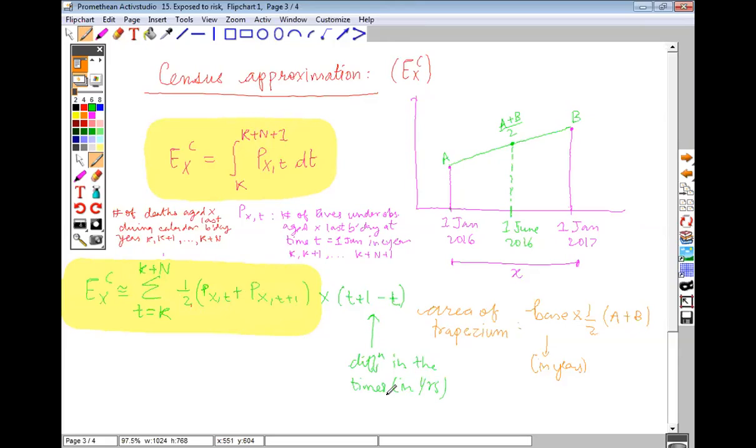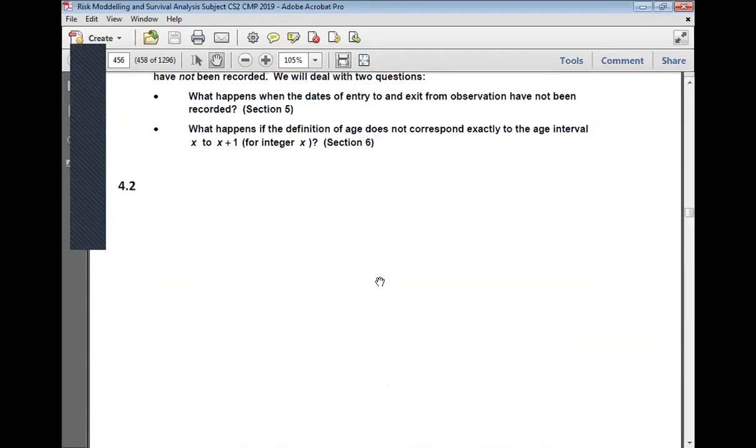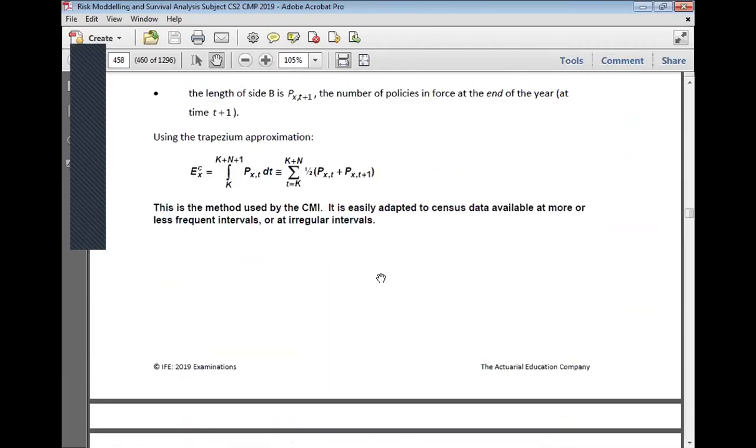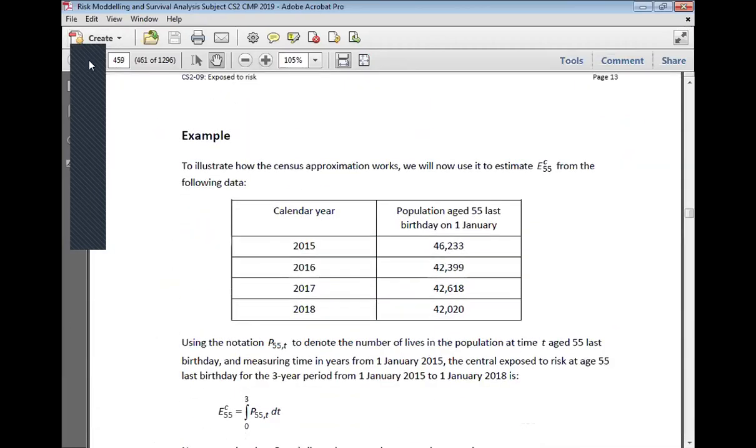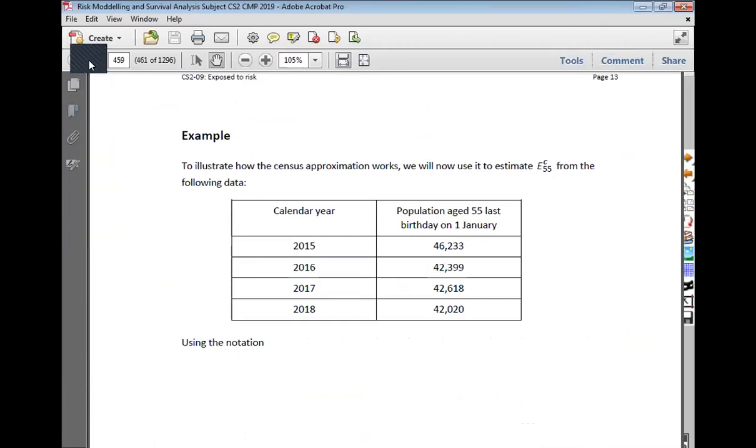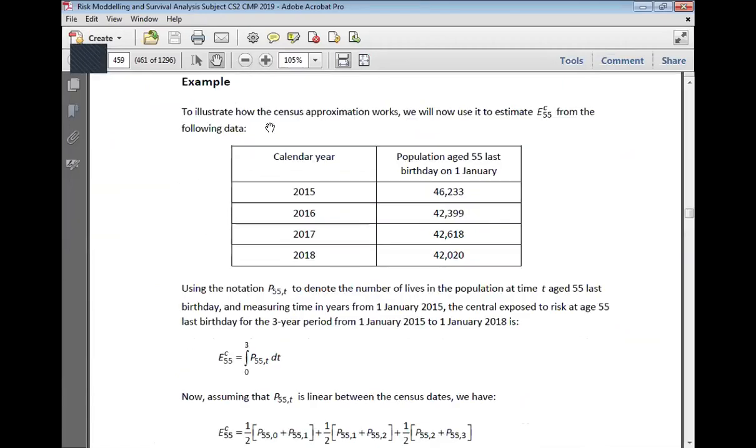All right. So now once we know this, let us try to do some example where we will use this particular concept. So now what they have given us is some information. To illustrate how the census approximation works, we will now use it to estimate PC55 from this data. So I have calendar year and I have population aged 55 last birthday on 1 January of each of these years. So what do I know?